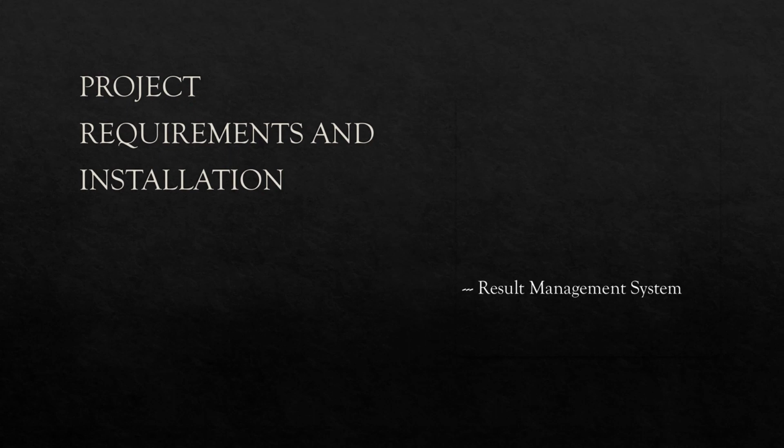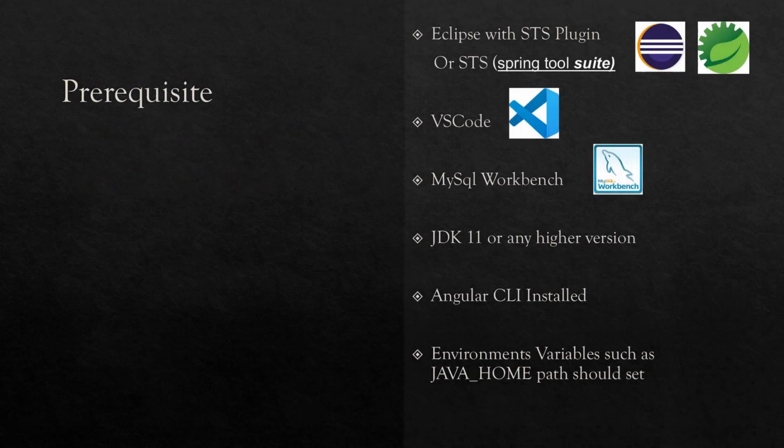Hello guys, in this video we will see the requirements and process of installing the result management system project in your system. There are some prerequisites and tools which we will require to install this project. First of all, we will require one IDE that can be Eclipse or STS. If you are going to use Eclipse, then we will require the STS plugin in that, or there is one separate IDE known as Spring Tool Suite or STS.